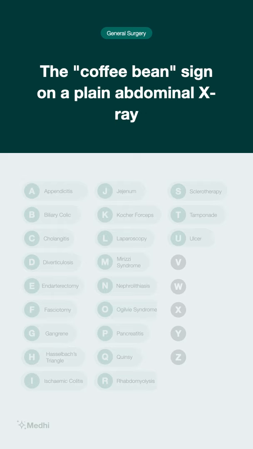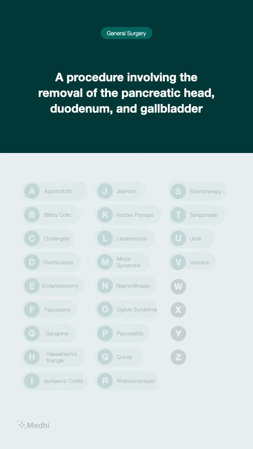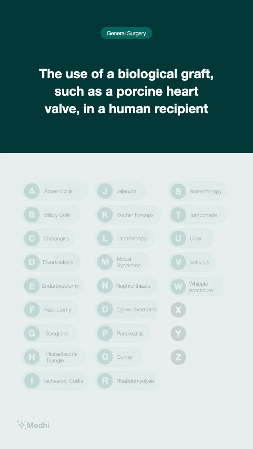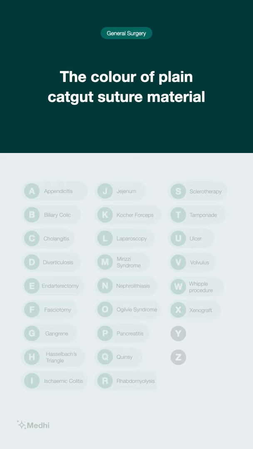Ulceration. The coffee bean sign on a plain abdominal X-ray. Volvulus. A procedure involving the removal of the pancreatic head, duodenum, and gallbladder. Whipple procedure. The use of a biological graft such as a porcine heart valve in a human recipient. Xenograft. The color of plain catgut suture material.